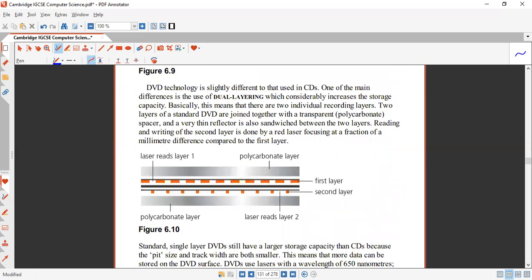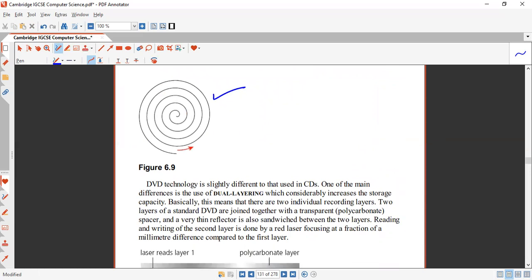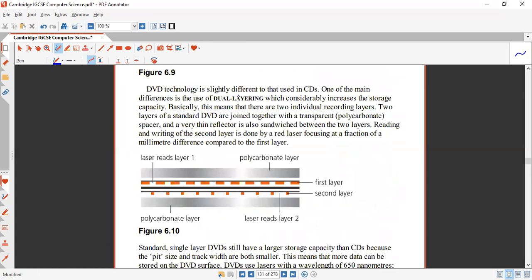Now coming to the offline storage. Starting with offline storage, just remember two things. CDs utilize spiral tracks to store the data, whereas DVDs use polycarbonate layers to store the data. Always remember that both CDs and DVDs store the data in the form of pits and bumps.